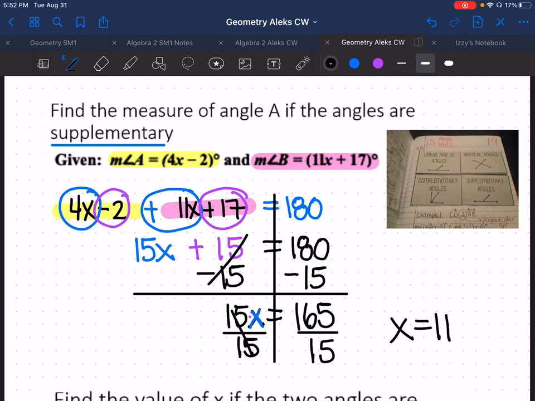If I have to go back, it does ask me to find the measure of angle A. I'm just going to go ahead and substitute it in. 4 times 11 minus 2. And I got that right here from the yellow highlighting. 4 times 11 is 44, minus 2 would give me 42 degrees. This would be the answer that I would give, okay, on the answer blank right here.